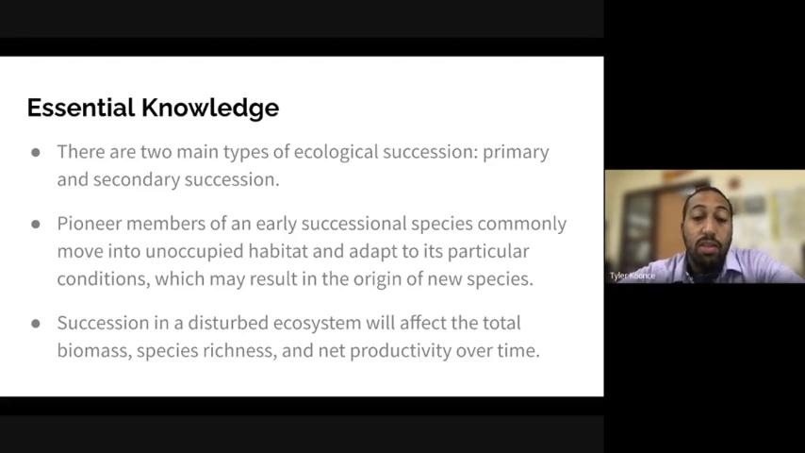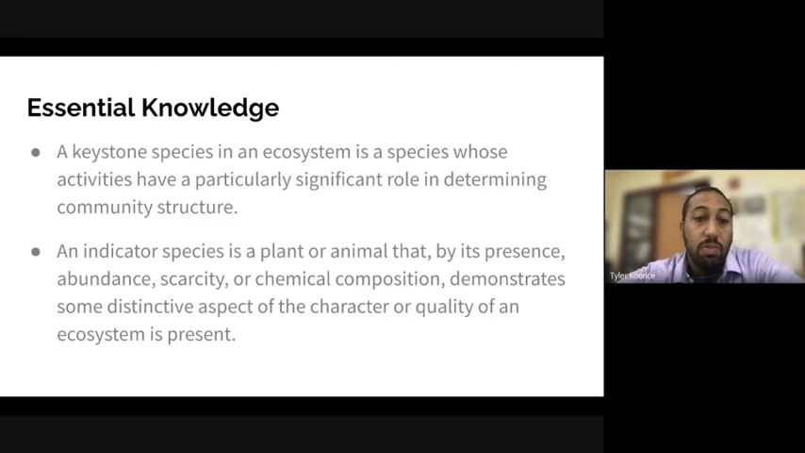Succession in a disturbed ecosystem will affect the total biomass, species richness, and net productivity over time. As well, a keystone species in an ecosystem is a species whose activities have a particularly significant role in determining community structure. And an indicator species is a plant or animal that, by its presence, abundance, scarcity, or chemical composition, demonstrates some distinctive aspect of the character or quality of an ecosystem.